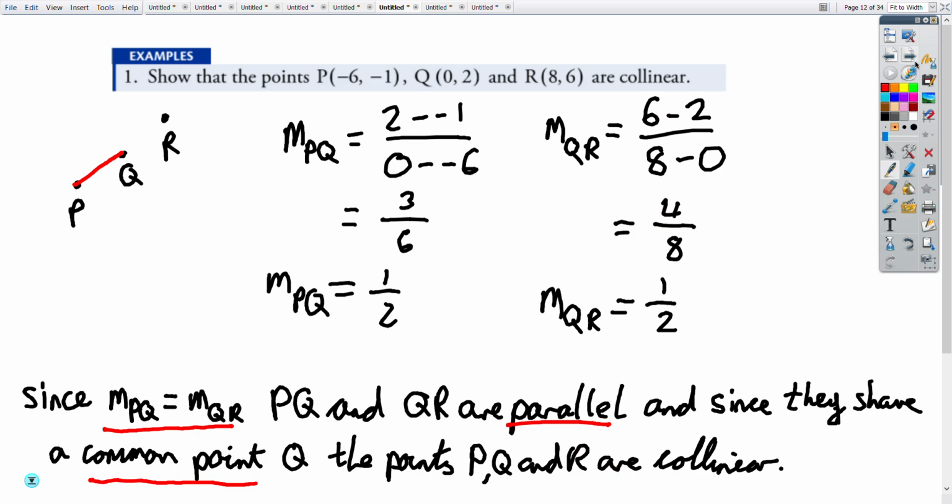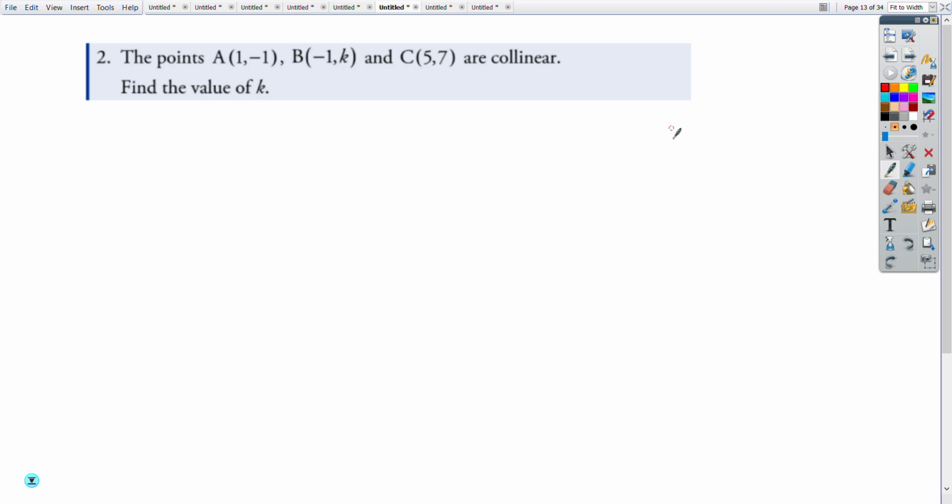Okay, let's look at the second example. So this one starts off with the statement that they are collinear. And using the fact that they're collinear, find the value of k, which is in here. So what we're going to do is, since we know that they're collinear, we can make two gradients equal to each other. And it'll be easier in this case to make it so that the gradient of AB is equal to the gradient of AC.